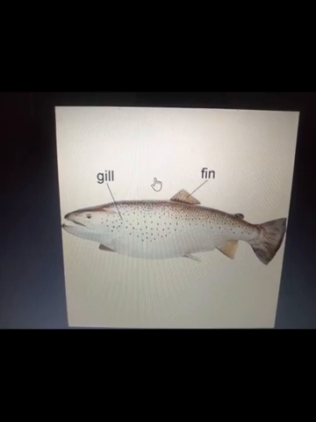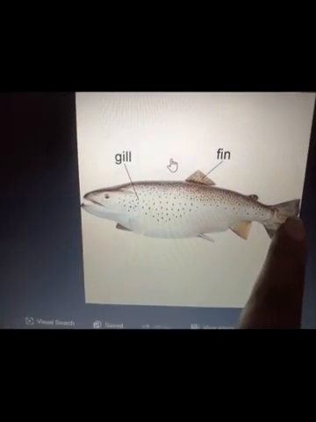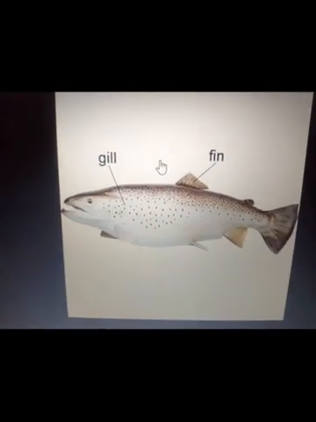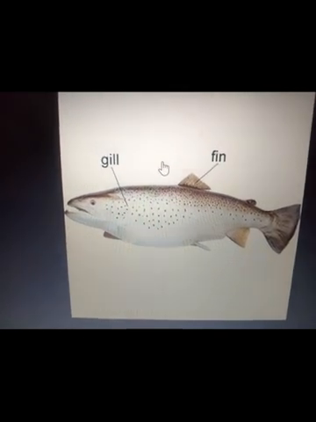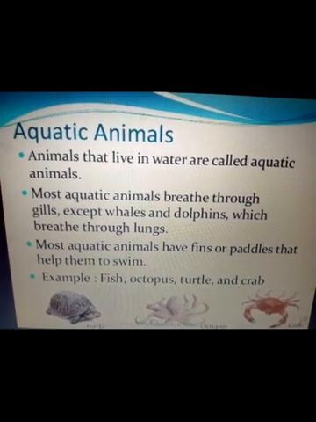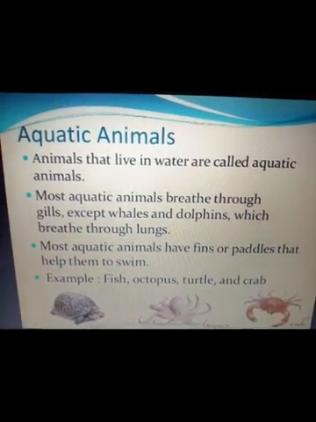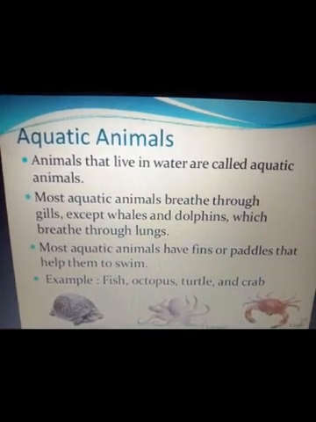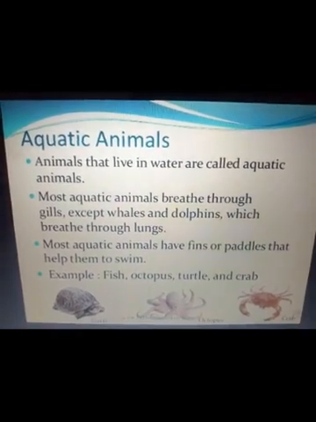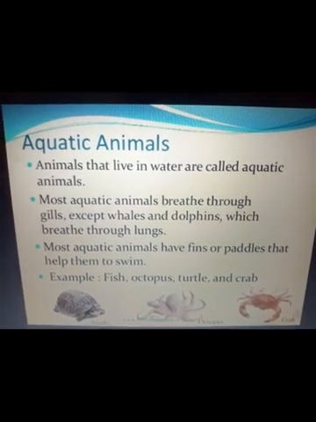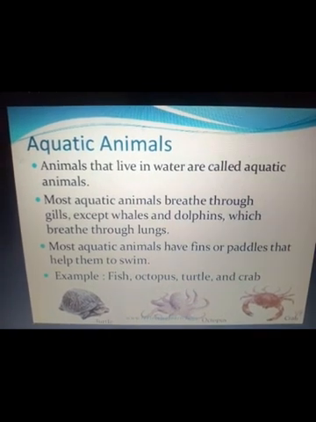And paddles are their tail, which help them to move in water, which help them to swim. So most aquatic animals have fins or paddles that help them to swim. Examples of aquatic animals are fish, octopus, turtle, crab, whales, dolphins, sharks.